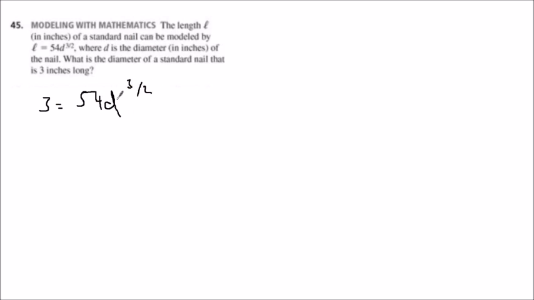3 equals 54D to the 3 halves power. So we'll divide by 54 on both sides. We'll have 1 over 18 is equal to D to the 3 halves power. And then we'll take both to the 2/3 power. Take this to the 2/3 power.